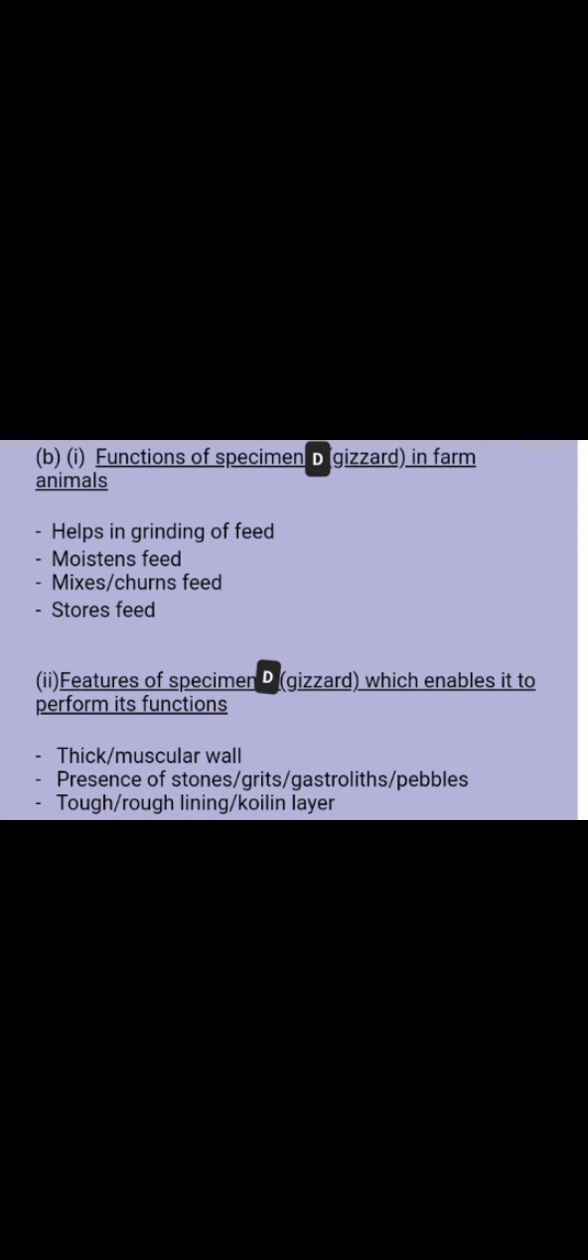And what are the features of gizzard which enables it to perform those functions I just mentioned? The features are, number 1, it has a thick muscular wall. This thick muscular wall is what helps it in grinding the feed. Then the presence of stones or grits, pebbles or gastroliths. Also, it has a tough or rough lining, as coiling layer. In fact, in general, how does chicken chew its feed without any teeth?